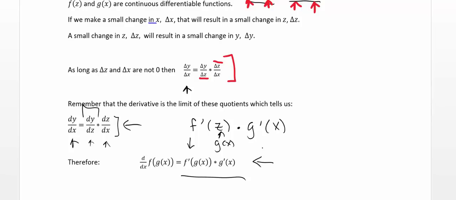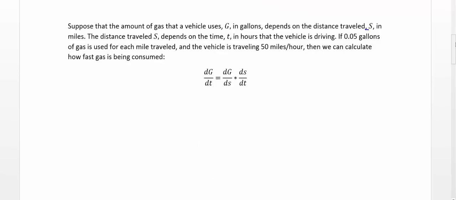But before we get to using the formulas directly, let's look at a situation where we would even want to use these formulas to get some sort of derivative using the chain rule. Suppose that the amount of gas that a vehicle uses, G, given in gallons, depends on the distance traveled, S, in miles. This makes sense because the amount of gas that you use when you drive something depends on how far you drive. Now, the distance traveled, S, is going to depend on the time T in hours that the vehicle is driving or moving.